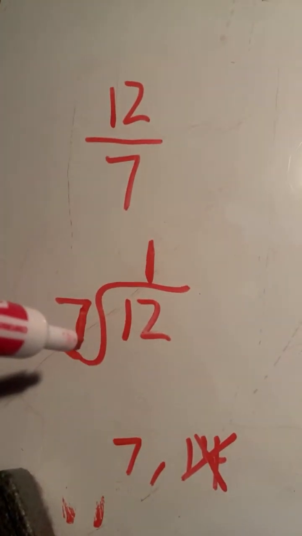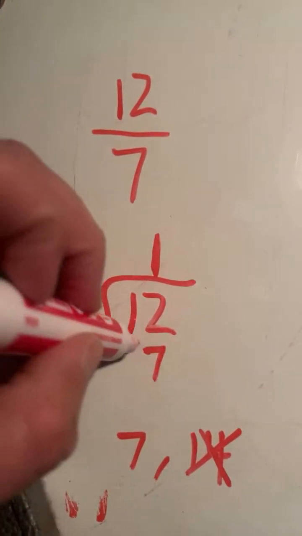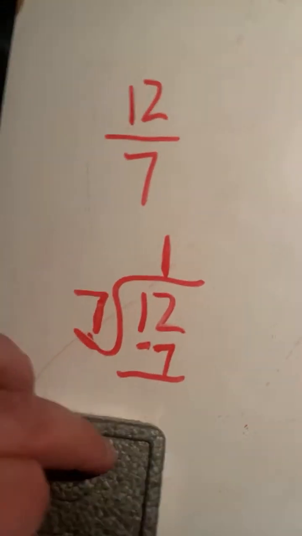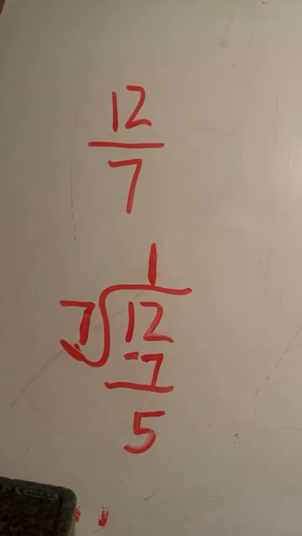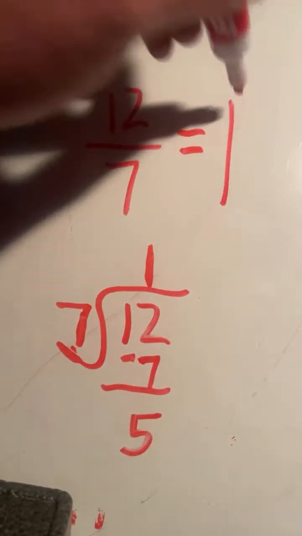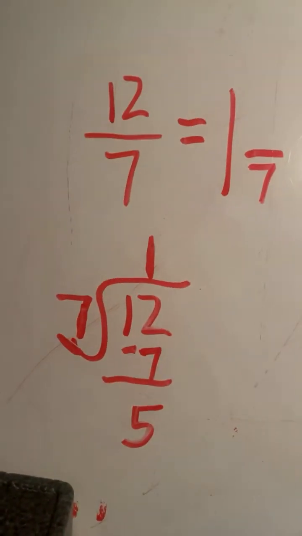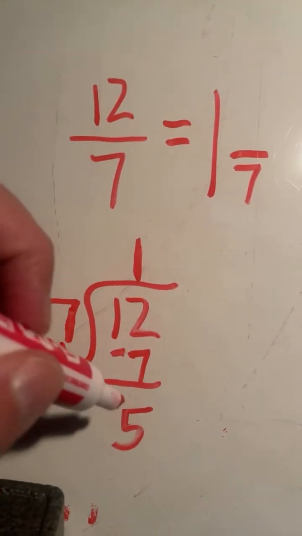Now to figure out what my remainder is, I have to subtract the last number I skip counted from 12. So 12 minus 7 equals 5. So 1 is my whole number. The denominator stays the same. Our remainder is our numerator. So in this problem, the remainder was 5.